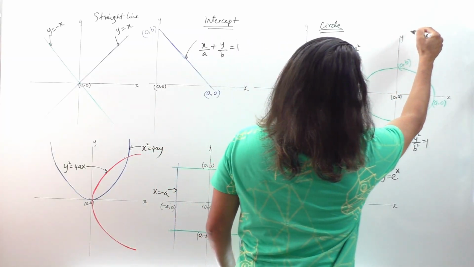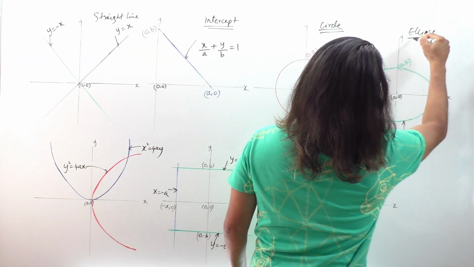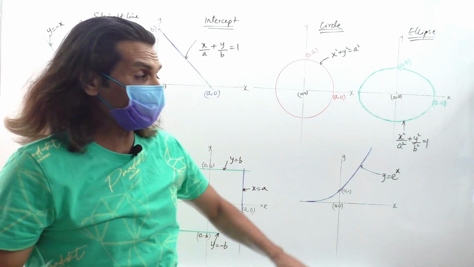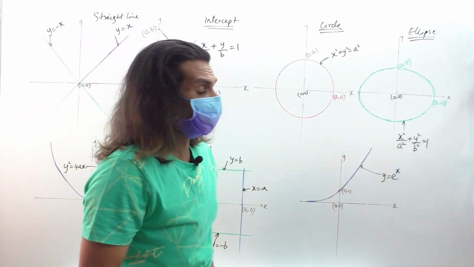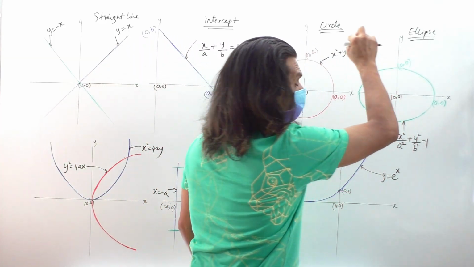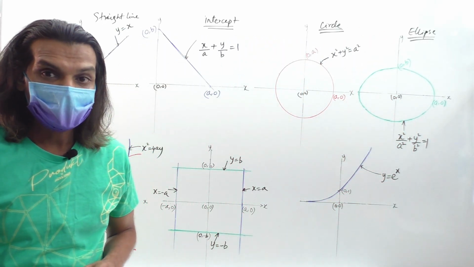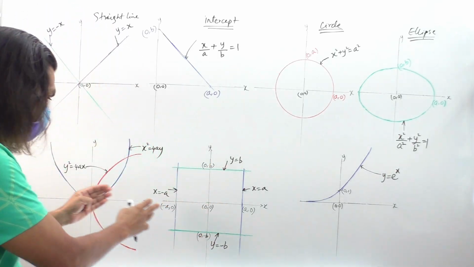And the next graph is the ellipse. The ellipse equation is x square by a square plus y square by b square is equal to 1. The x-intercept is a comma 0 and the y-intercept is 0 comma b. And the next graph is very important. We call it a parabola.